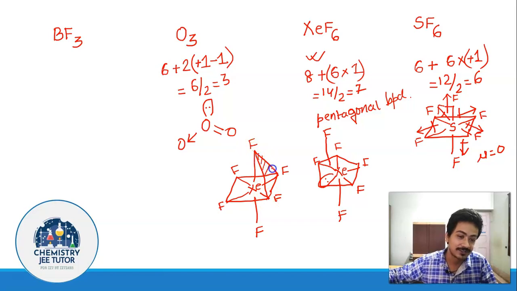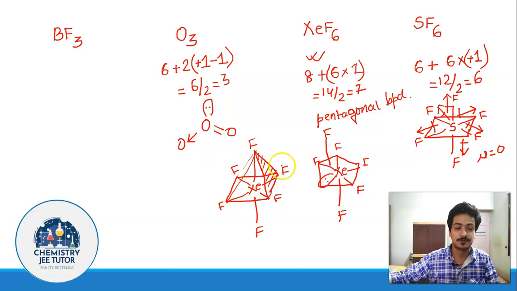This is a trigonal face. There are numerous faces like this. This is one face, this is one face, this is one face. On the back side there's one face as well. The same is the case in this direction as well.